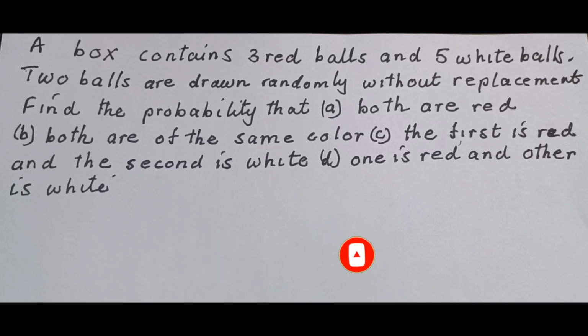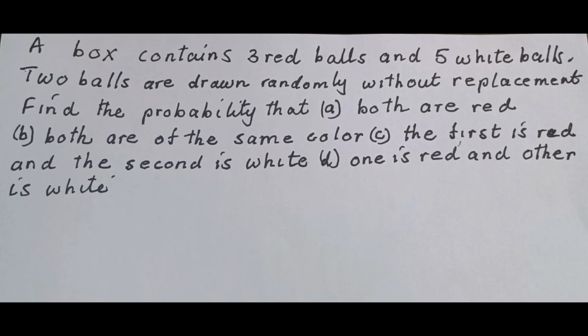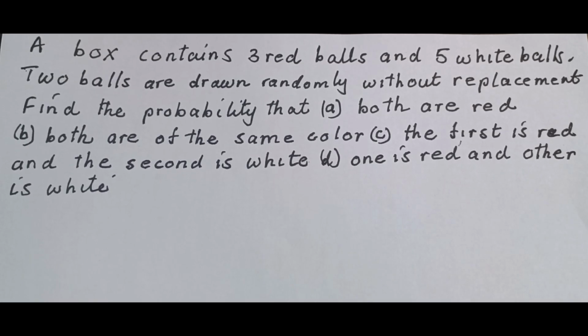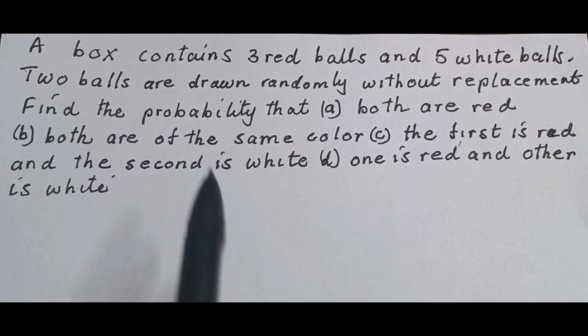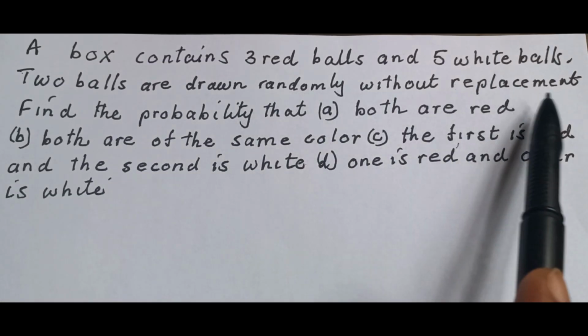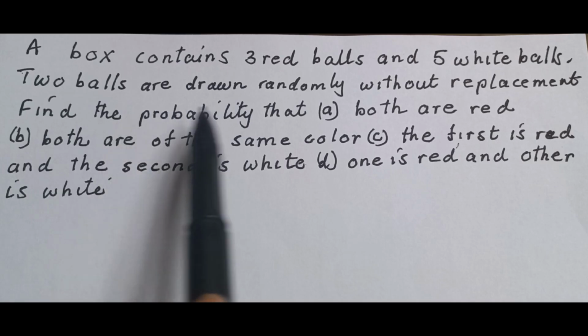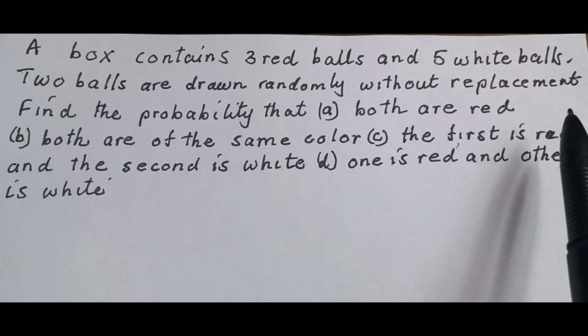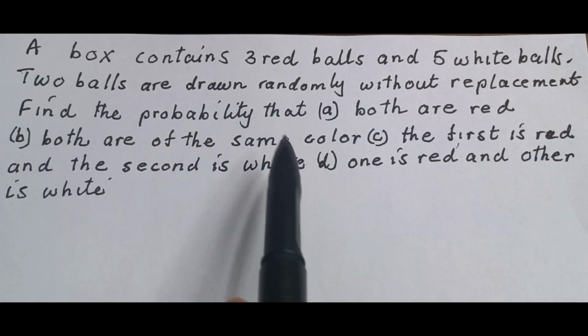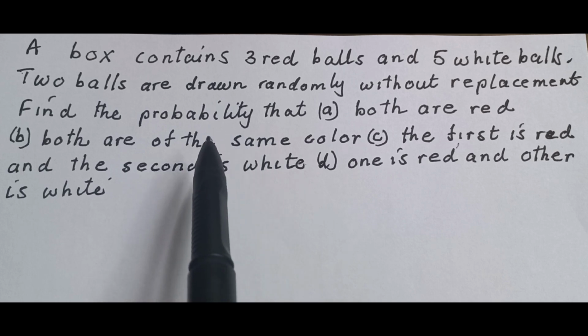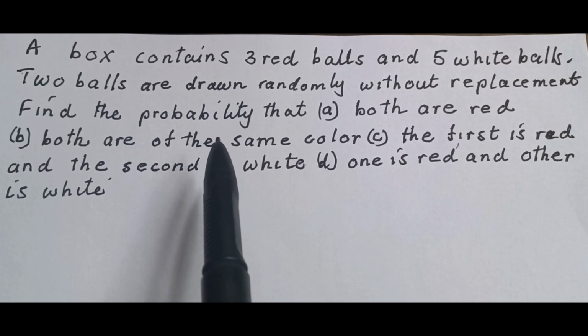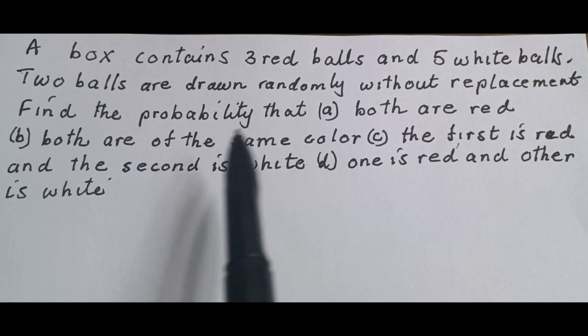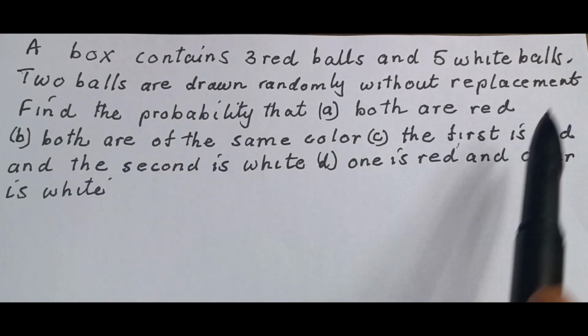In this case, we have a question about probability problems. Here we have a box containing 3 red balls and 5 white balls. We are told that 2 balls are drawn randomly from the box without replacement. It means the first ball is drawn, then before the second ball is drawn, the first ball is put aside. That is the meaning of without replacement.